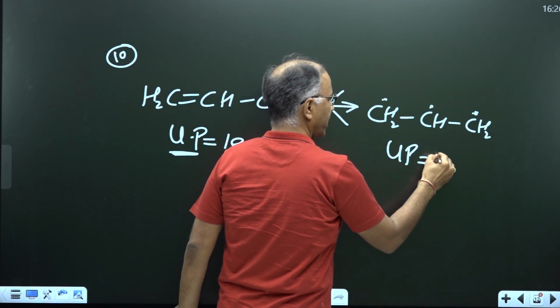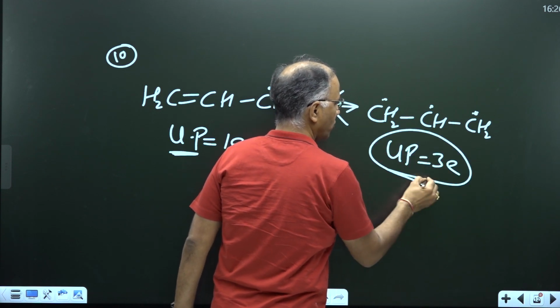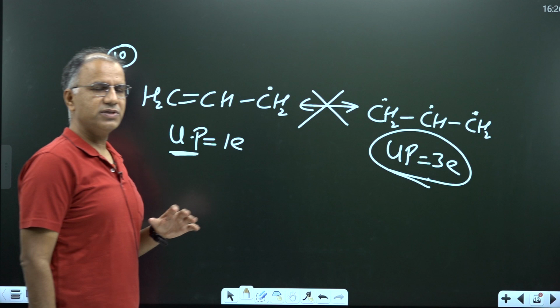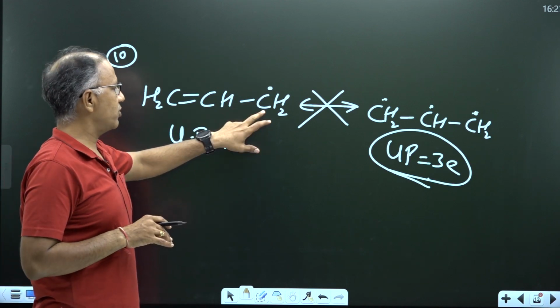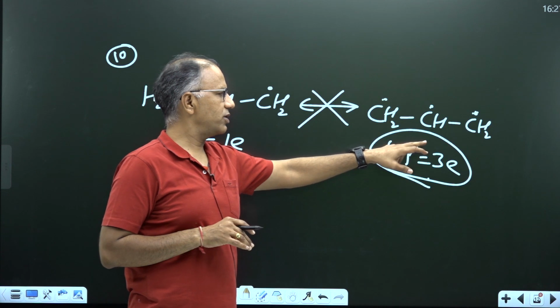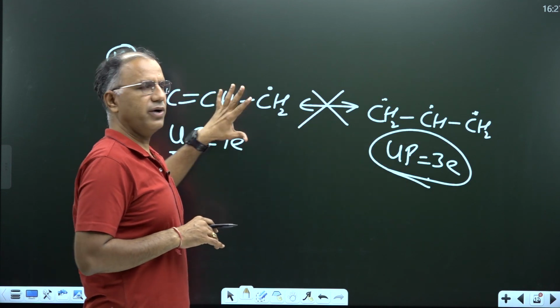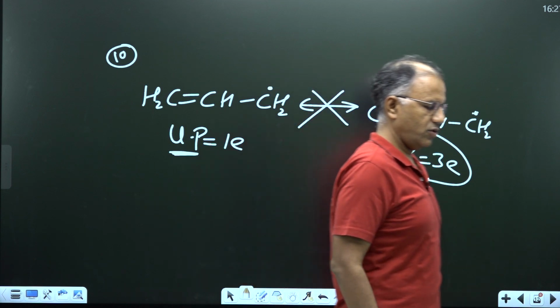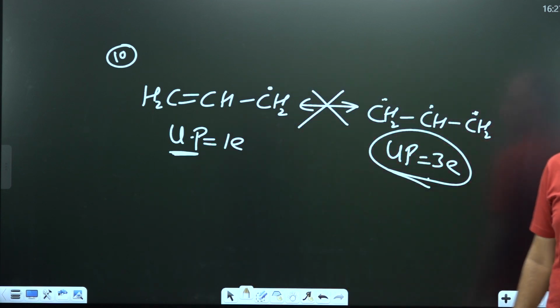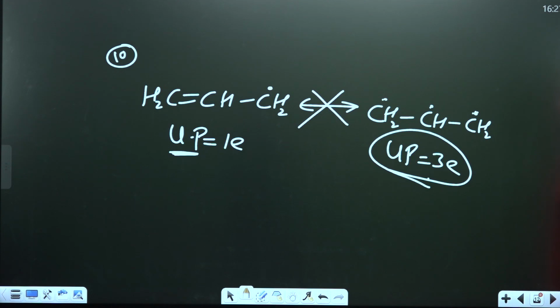So there is a condition in resonance. UP must be constant. UP must be constant means unpaired electrons must remain constant. In this case, unpaired electron is 1. In this case, unpaired electrons are 3. This means they are not resonating structures. So you just have to add one more point. UP must be constant, meaning unpaired electrons must remain the same in different resonating structures.